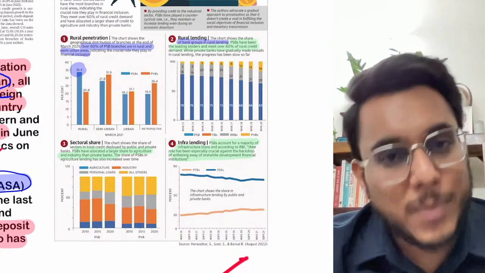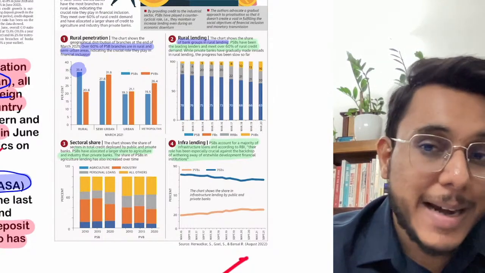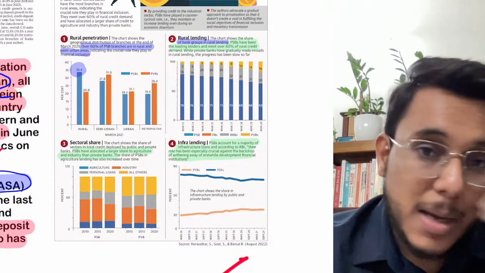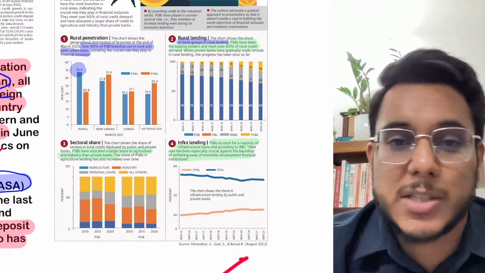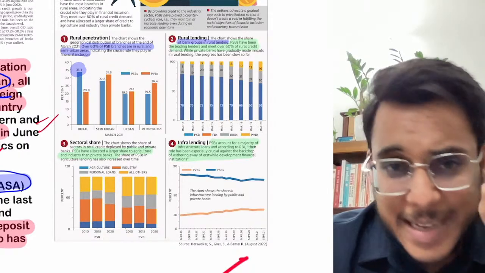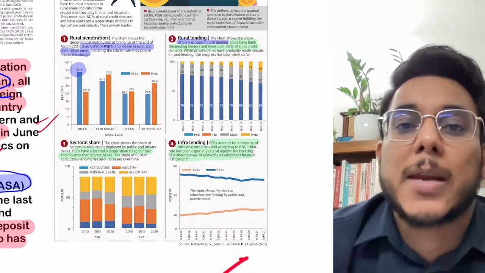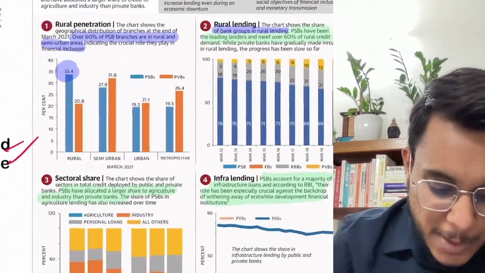Obviously, if such a question comes, you need to write on both sides. But when you are writing that the government should not privatize public sector banks, you need to substantiate those points with some data, and this data is important. You can simply state that the data was published in the RBI bulletin. Simple. Now what is this data?